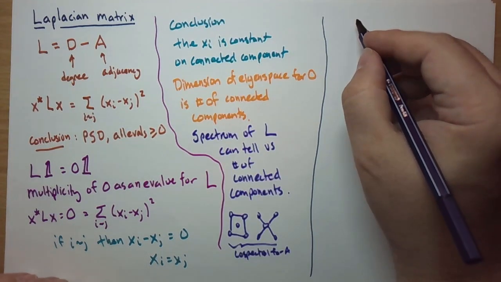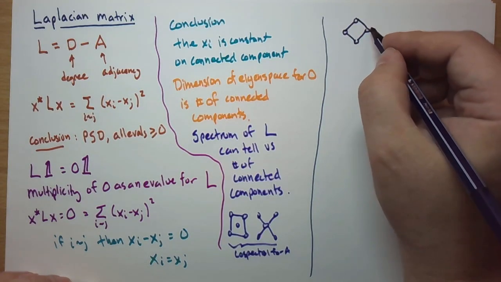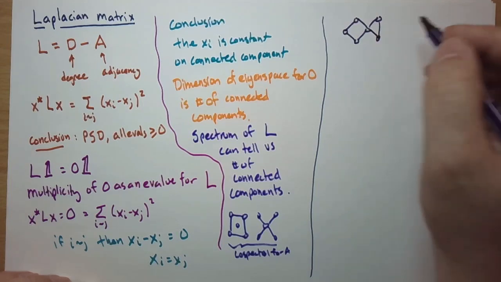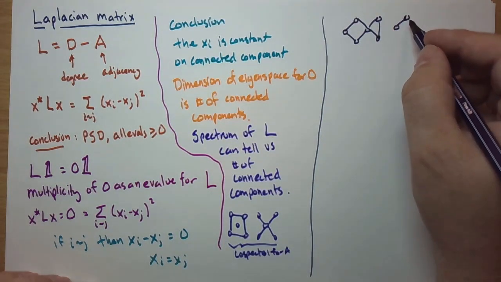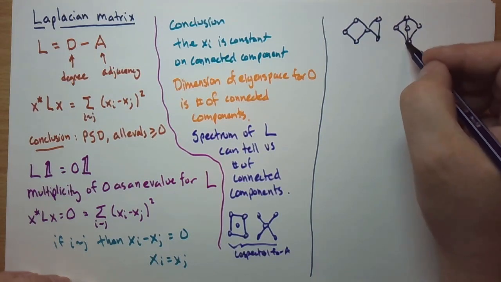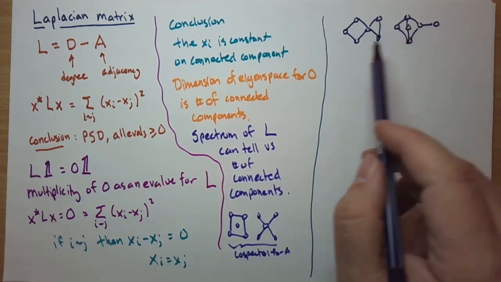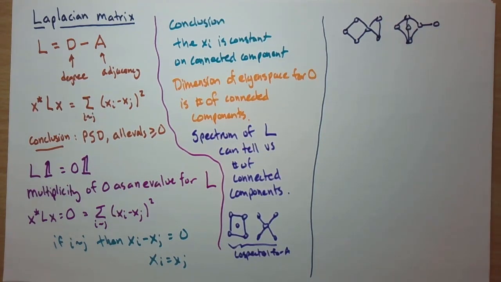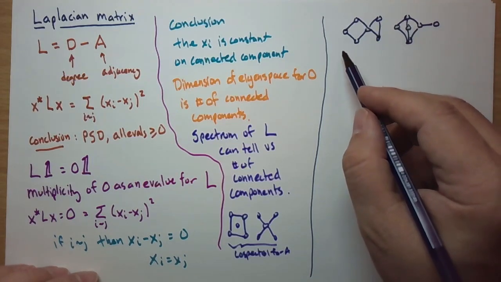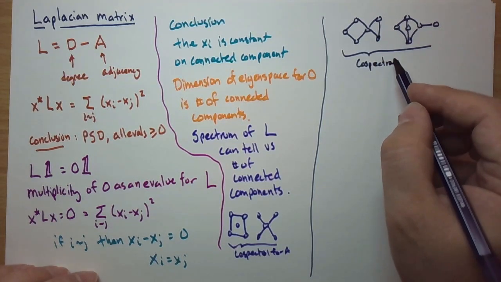Let's see, I believe I have a 50-50 chance of getting this picture right. Okay, yes. So here are two graphs on 6 vertices, and these are co-spectral for the Laplacian.